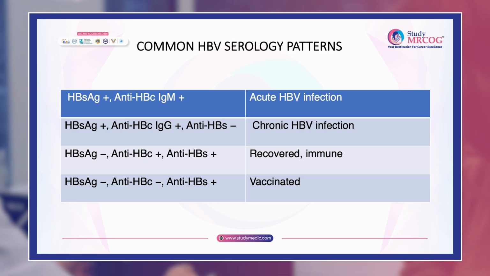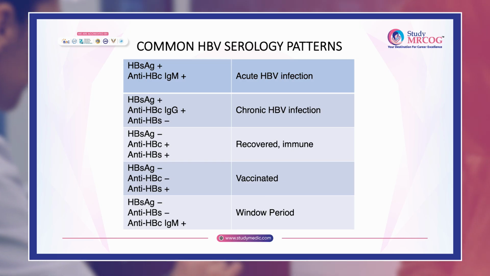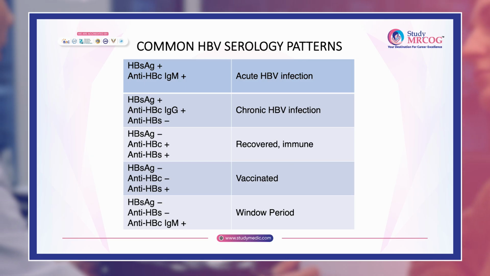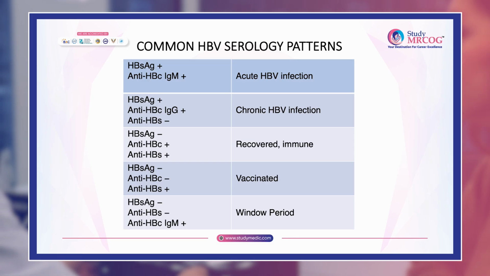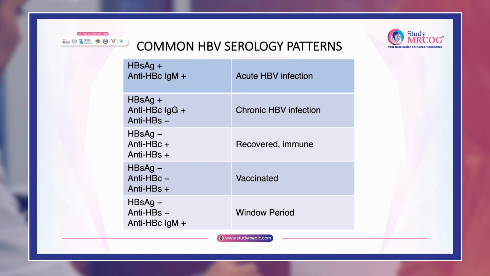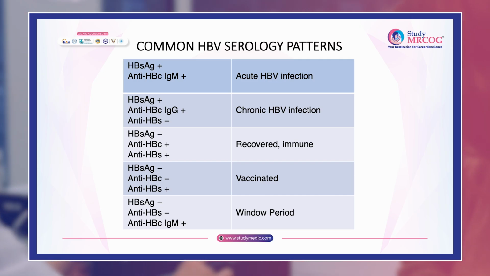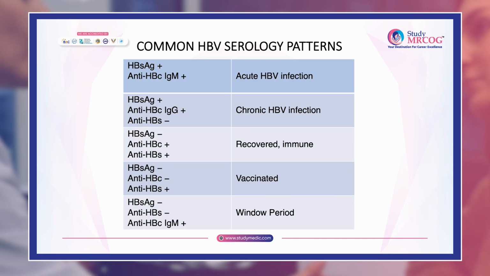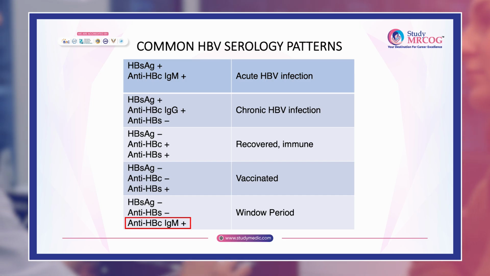Now, another very tricky scenario in the exam is when the surface antigen is negative, the surface antibody is negative, but the IgM core antibody is positive. So what would this mean? This means that the patient is in the window period. The window period is when the infection has not been actively detected, but the antibody has started to form. So this is another scenario that can be given in the exam, and one must be aware of the findings.